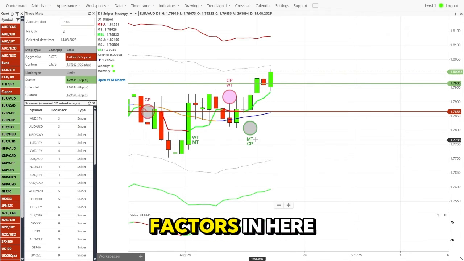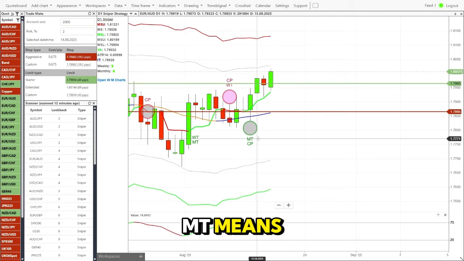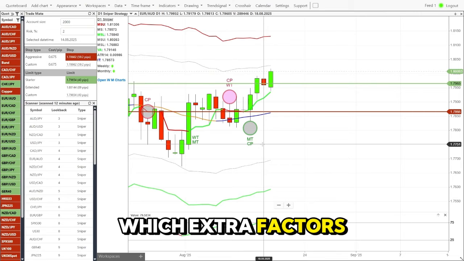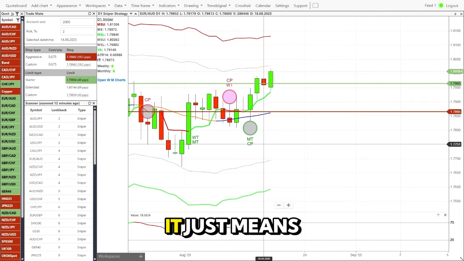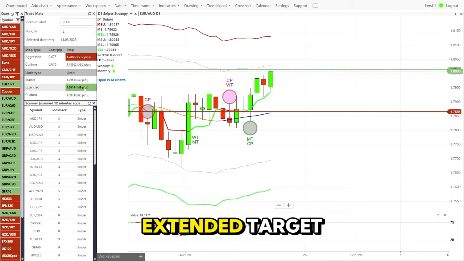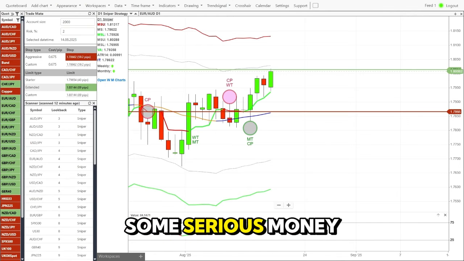And we have a few extra factors in here telling us that this could be a good trade. We're in line with the monthly trend, that's what the NT means. And we're in line with a charting pattern, which are extra factors, more strings in your bow. It just means that you're more likely to target a more advanced target. So if you were going for the extended target or the starter target, it worked either way. So 89 pips, again, trading at £1 per pip on a beginner account, 89 quid. You don't need to be trading on too large an account to turn this into some serious money.